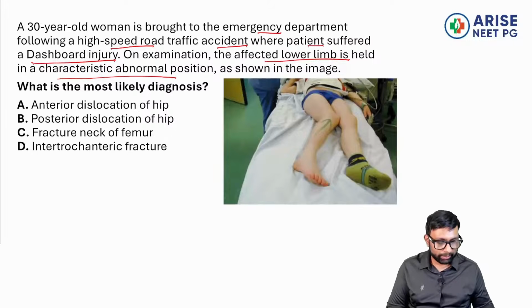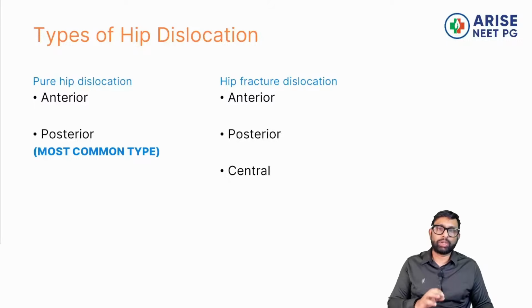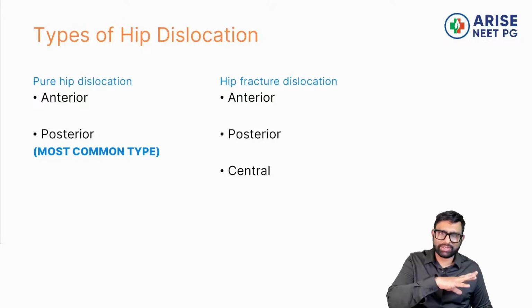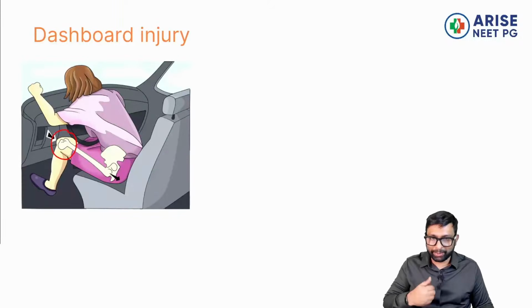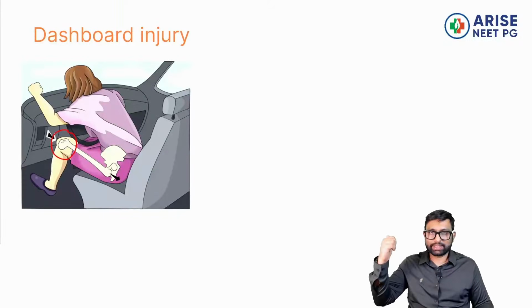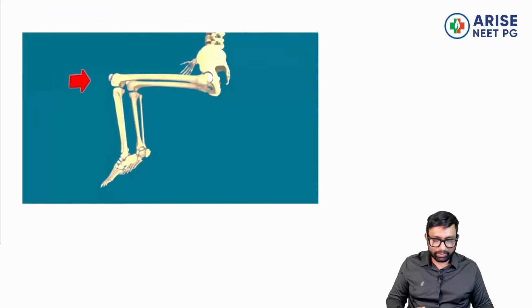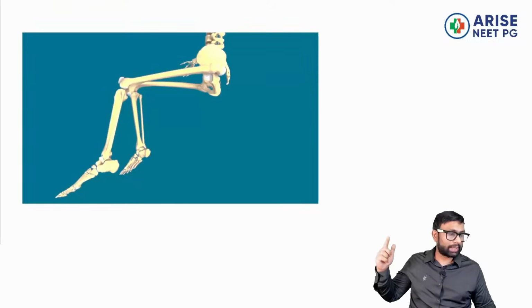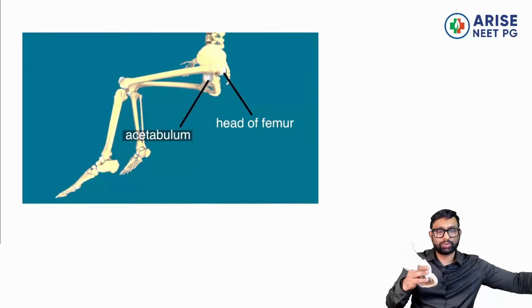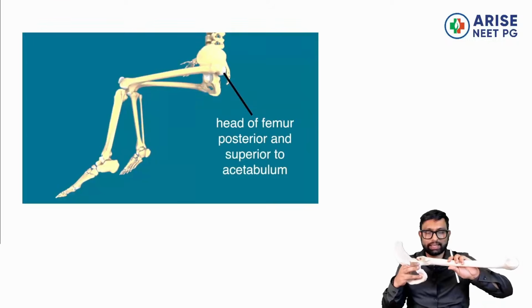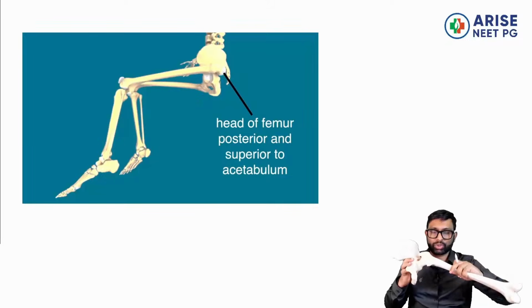See, the way to remember this, I have 2 animations I'd like to show you. Hip dislocations can be anterior or posterior. They can be fracture dislocations as well, central, anterior and posterior, but commonly anterior and posterior pure dislocation. Normally when a patient has a dashboard injury like this, if you look at what happens to the limb, can you see what is happening to the limb? I'll show you again with this bone saw model as well. So the knee is flexed like that, and as the patient, let's keep it like this.